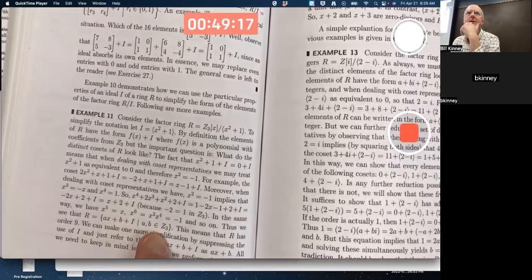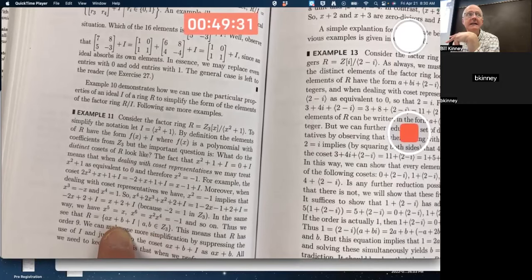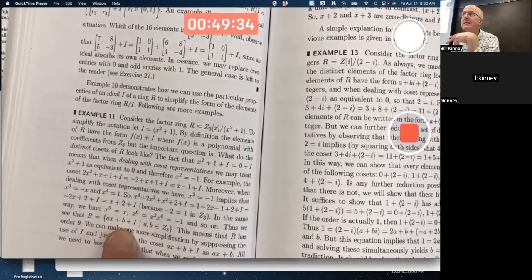I said something wrong 5 or 10 minutes ago, actually. It's not infinite, it is finite. It's a finite ring. How many elements? 3 times 3, 9. 3 choices for A, 3 choices for B. It's a finite ring. Is it a field, possibly? It actually is a field. Have we proved that? No.